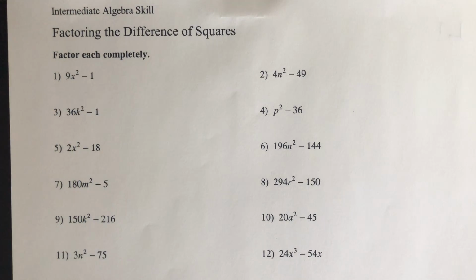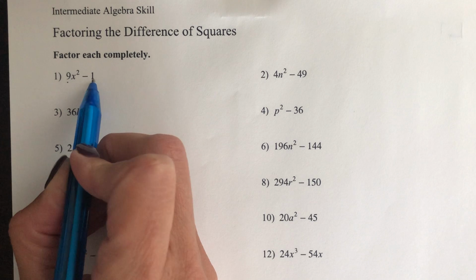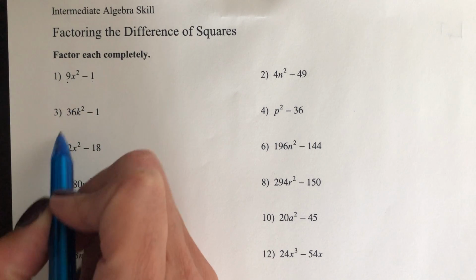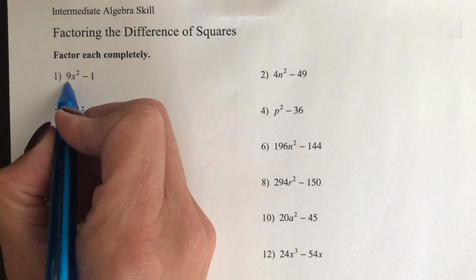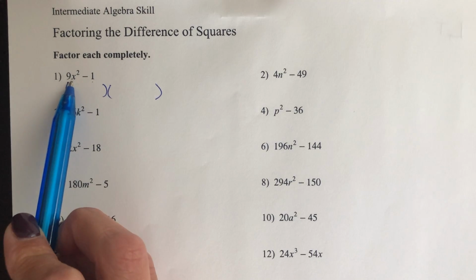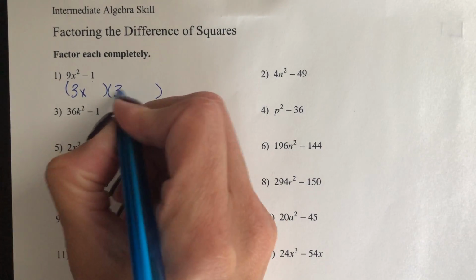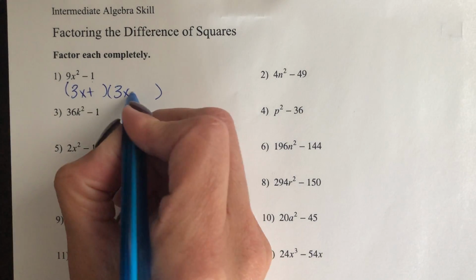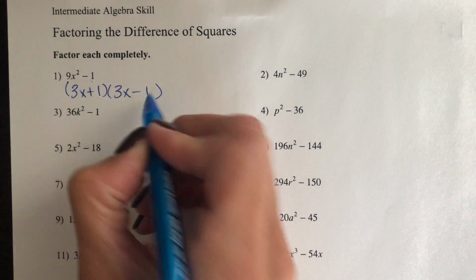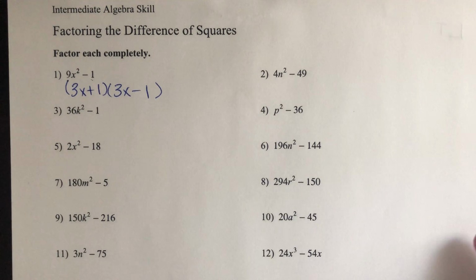Check for your GCF. There isn't one. There's no number that can divide into 9 and 1 other than 1, but that doesn't help us at all. So we can just go straight to our parentheses here. And we'll take the square root of 9x squared. That would be 3x. Then I'm going to add my signs, plus and minus. Then I'll take the square root of 1, which is 1. And that's your answer.